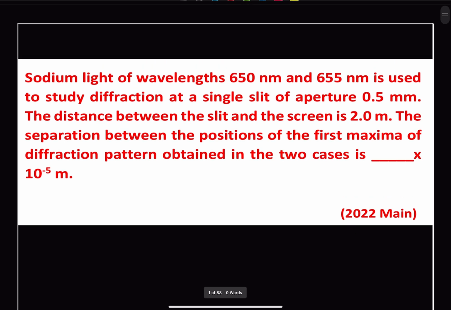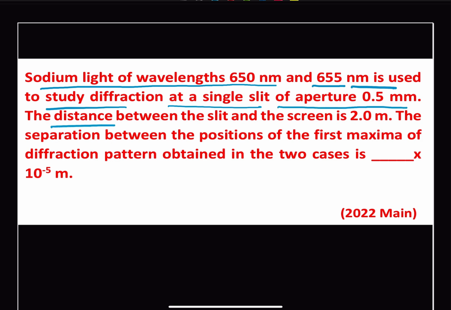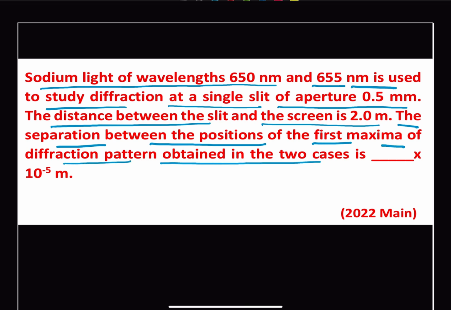So, first question. It states that sodium light of wavelength 650 nanometer and 655 nanometer is used to study diffraction at a single slit of aperture 0.5 millimeter. The distance between the slit and the screen is 2 meter. The separation between the position of the first maxima of the diffraction pattern obtained in two cases is?